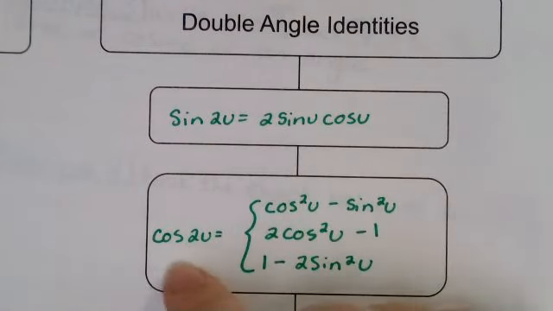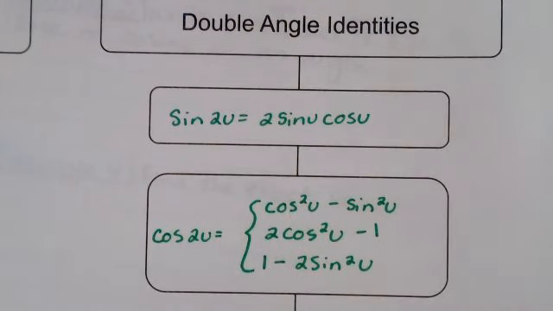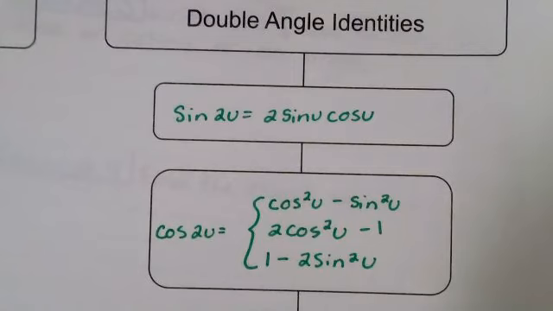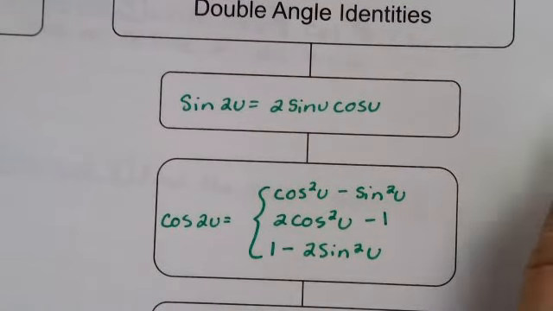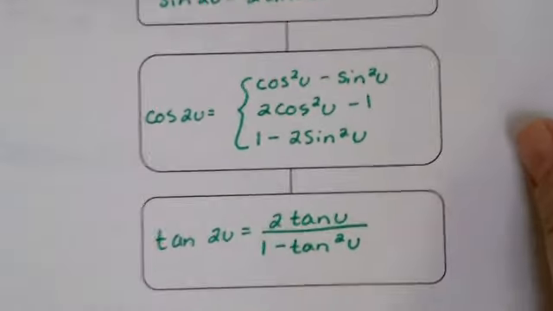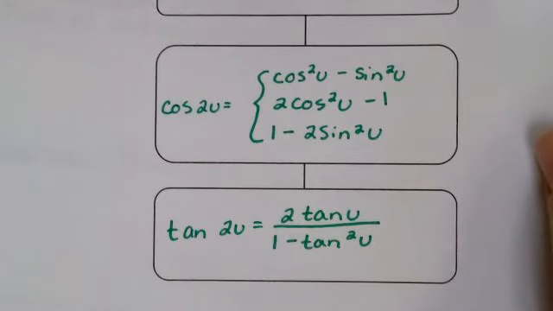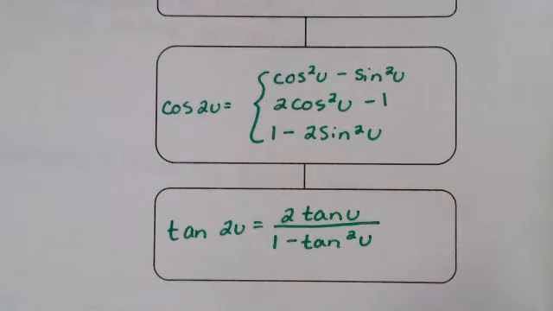And then here, cosine 2u, you have 3 different options that you can work with, depending on what's going to benefit you the most. So you pick whatever you like best in your particular problem. And then, of course, tangent's a little bit more tricky, but at least we don't have the plus or minus thing with the double angles. I think the plus and minus thing can get a little bit tricky on the sum and difference ones.